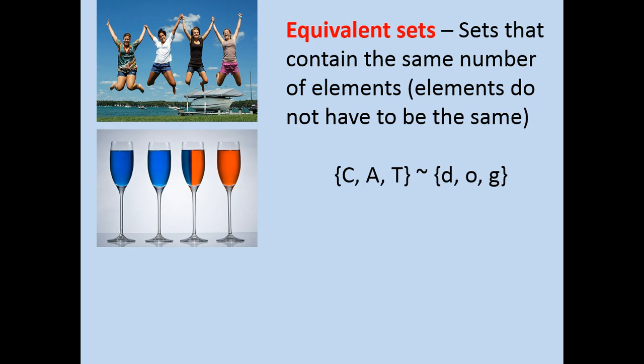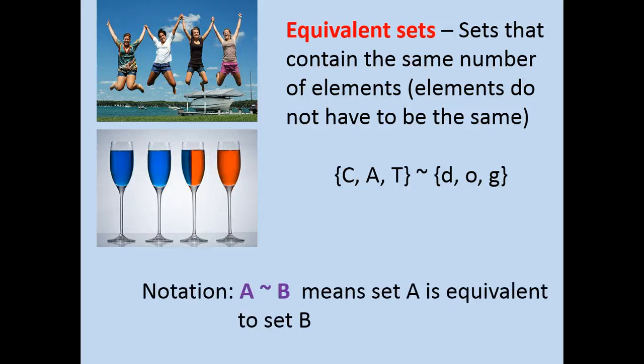If we look at these 2 sets, the set containing the letters C, A, and T, and the set containing the letters D, O, and G, those are considered equivalent sets because they both contain 3 elements. And you'll notice the symbol between those 2 sets. It's the tilde, the squiggle. That's the symbol that we use to represent equivalent sets. So if we write A with the tilde and then B, that means set A is equivalent to set B, and that's exactly how we would pronounce that. A is equivalent to set B.